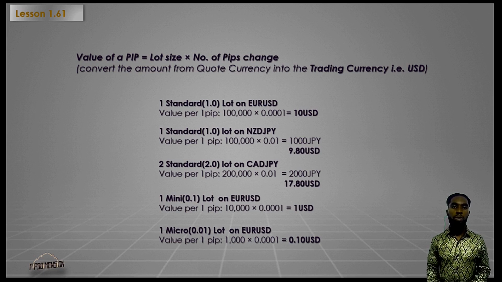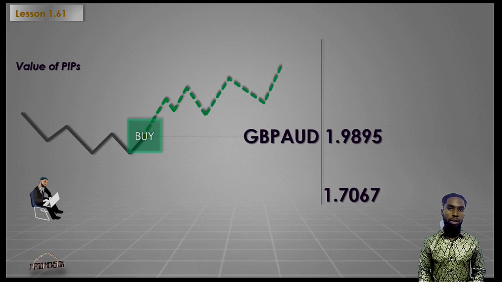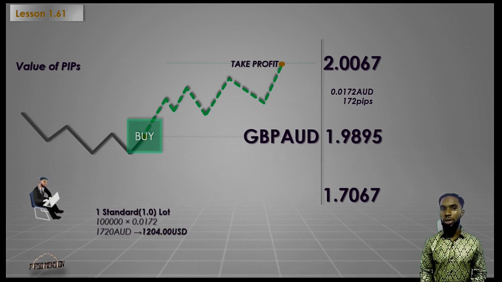Alright, to understand this better, let us look at the trading example. If a trader buys the Great British Pound Australian dollar at 1.9895 and later closes the position at 2.0067, then he will make 0.0172 Australian dollars as profit. In other words, that is 172 pips. In this case, if he traded with one standard lot, then the value of the 172 pips will be 1,720 Australian dollars. Then this is converted into the trading currency.